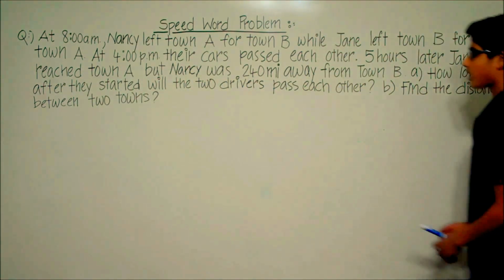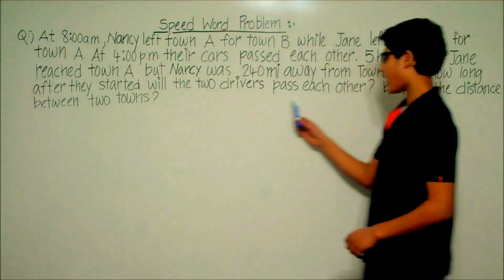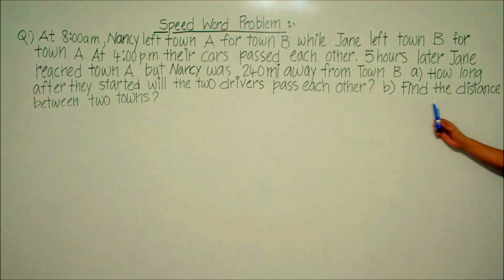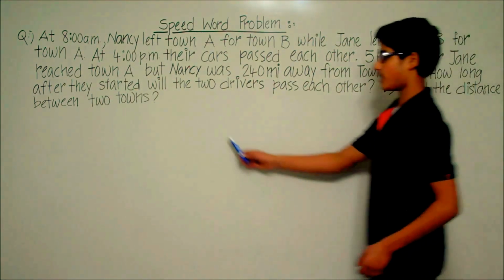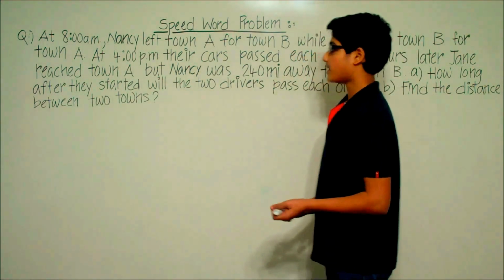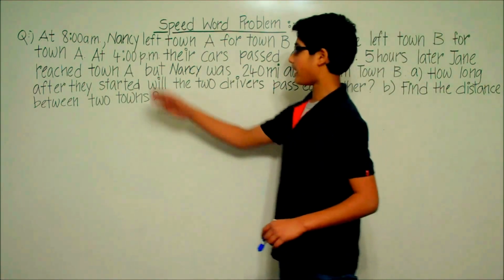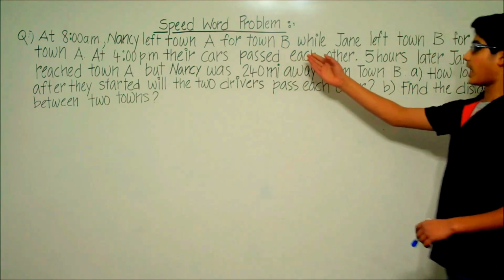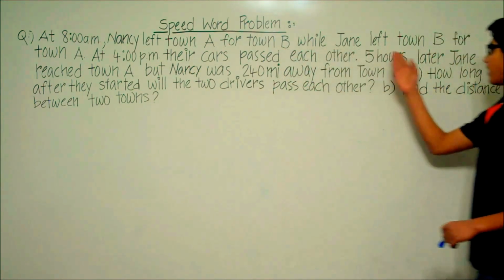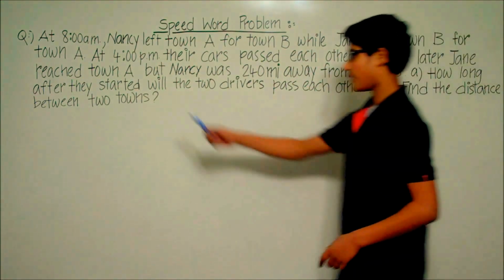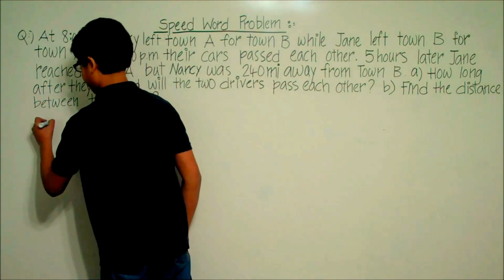A. How long after they started will the two drivers pass each other? And B. Find the distance between the two towns. Now the problem states that at 8 a.m. Nancy left town A for town B, while Jane left town B for town A. So they started at 8 a.m.